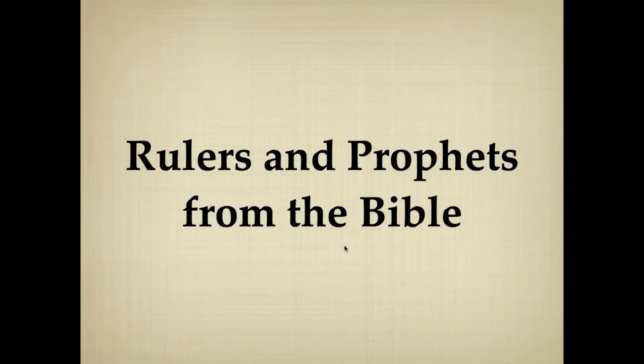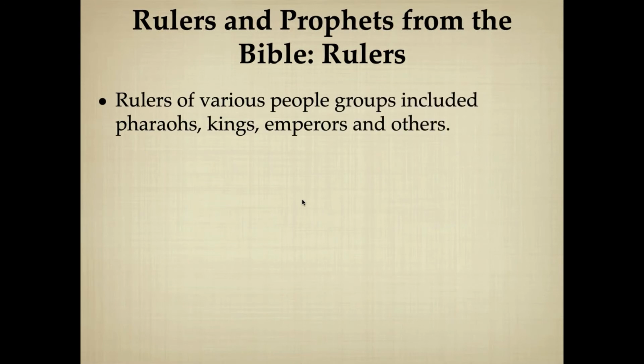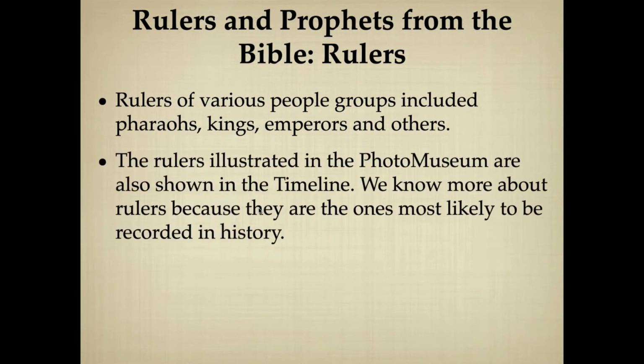Now, finally, the last part of the photo museum I wanted to show is rulers and prophets from the Bible. First of all, rulers. Rulers means various people groups included. We mean pharaohs, kings, emperors, and others. The rulers illustrated in the photo museum are also shown in the timeline. There's a close connection between the photo museum and the timeline. If you want to see the time of the ruler, you can go from the photo museum to the timeline. If you want to see a picture or illustration related to that ruler, you can go from the timeline to the photo museum.